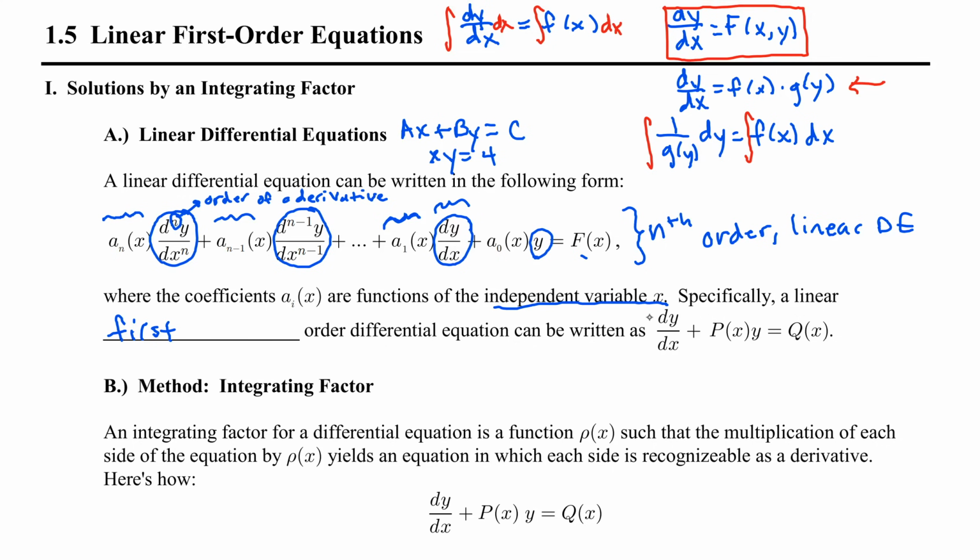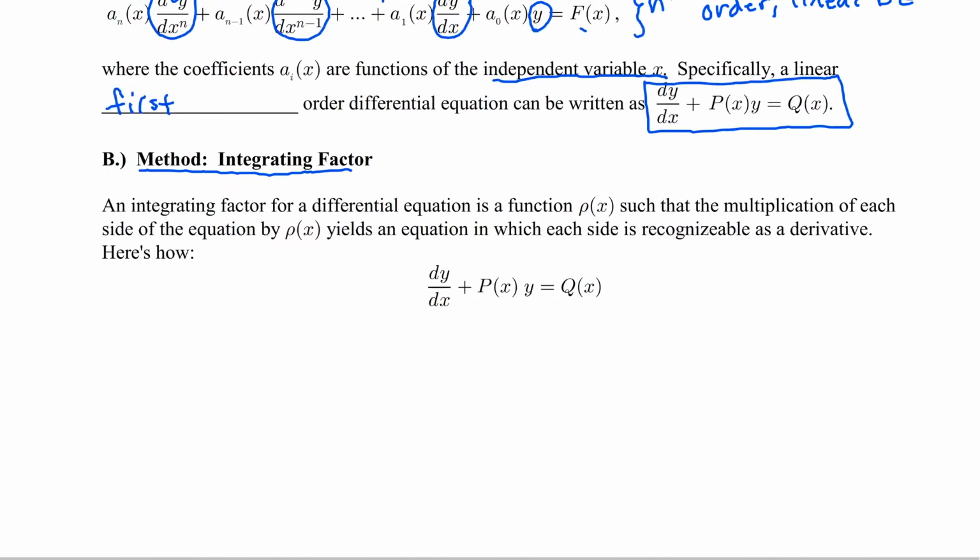So if we simplify this down to the first order case, this is the type of differential equation that we'll be examining in section 1.5. We have a first derivative, dy over dx, plus a function of x times y equals a function of x. When the differential equation is in this form, then we can solve it with the integrating factor method, and that's what we're going to learn next.